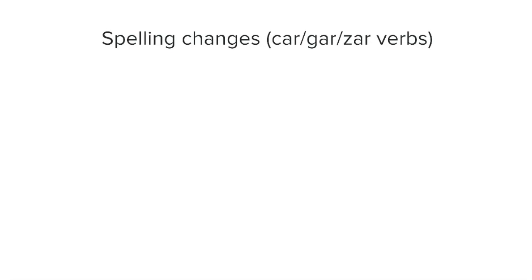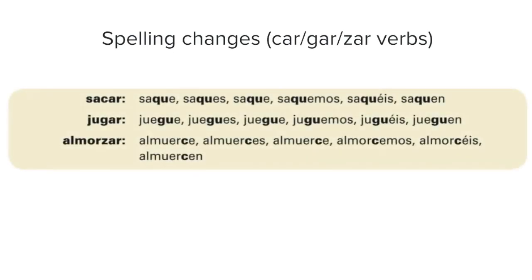Now we have the car, gar, zar verbs, and if you recall, when you change the ending of a car, gar, zar verb, you also have a spelling change that occurs. For car verbs, the C changes to a QU before adding the E. For gar verbs, the G changes to a GU before adding the E. And for those zar verbs, the Z changes to a C before adding the E. And remember, the main reason that we do this is to help you out with pronunciation.